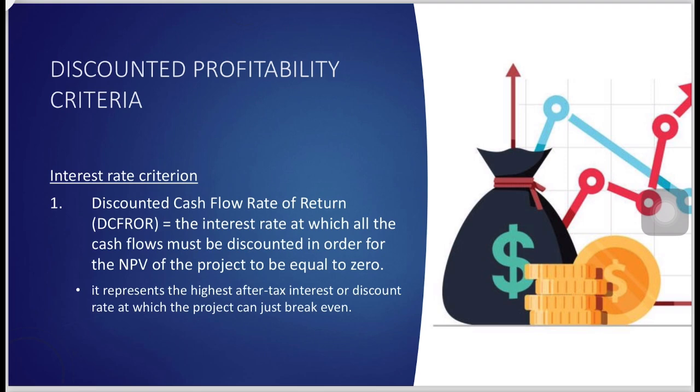For the interest rate criterion, we have what we call the discounted cash flow rate of return. This is the interest rate at which all the cash flows must be discounted in order for the NPV of the project to be equal to 0. So it's still like the rate of return, but then you have to bring all of that to the net present value. So it represents the highest after-tax interest or discount rate at which the project can just break even.